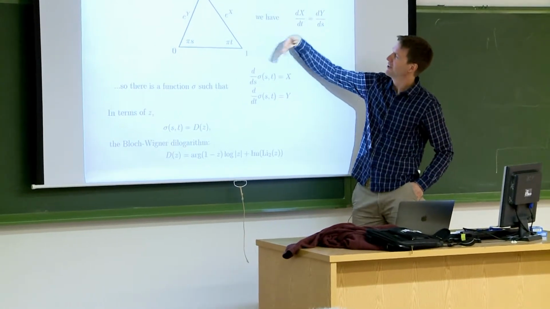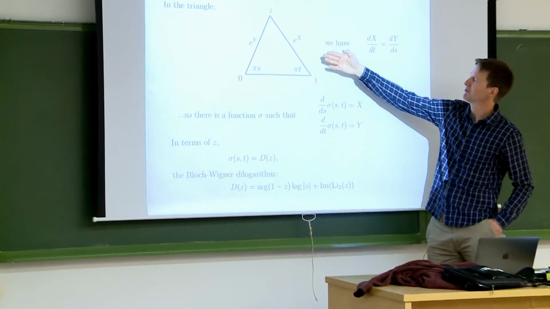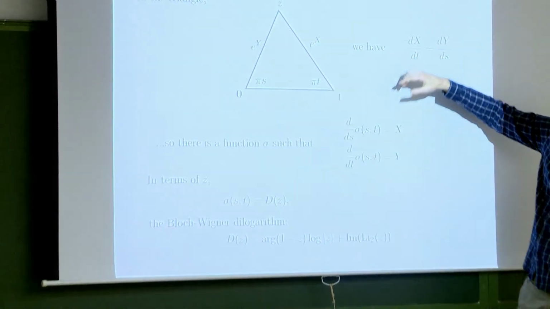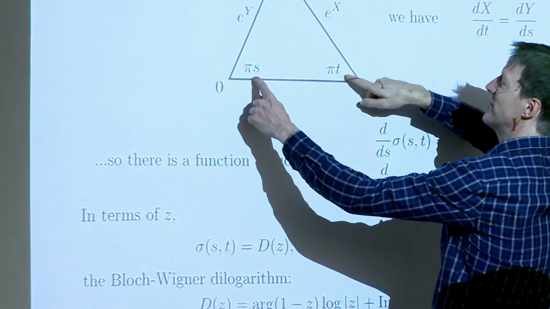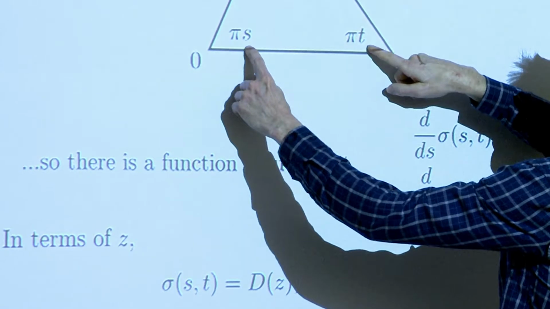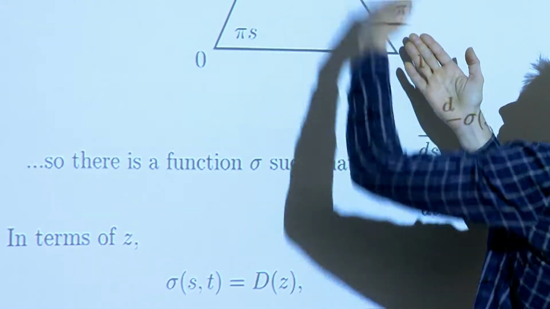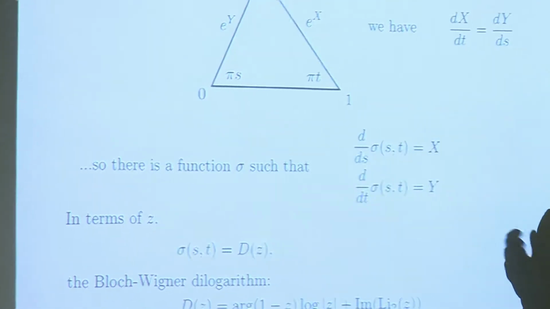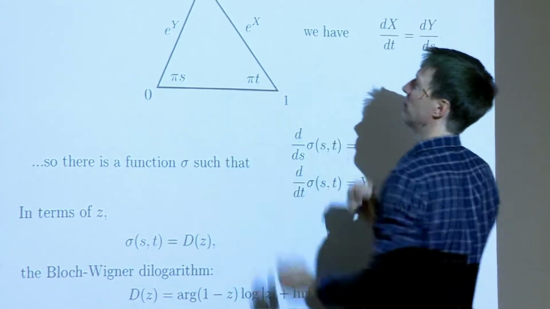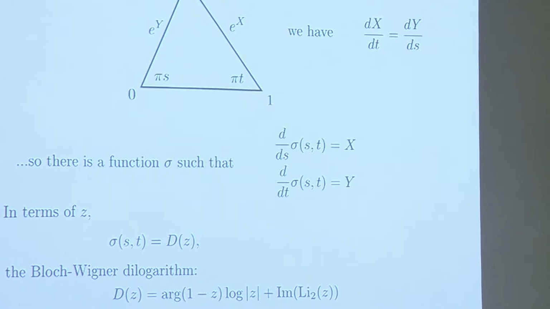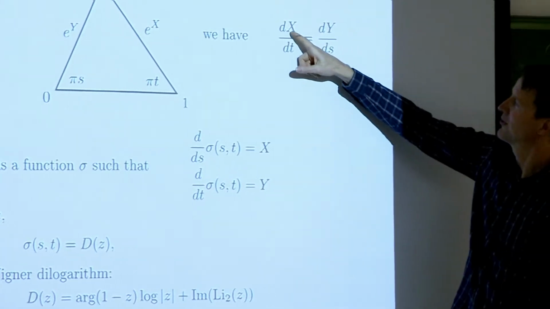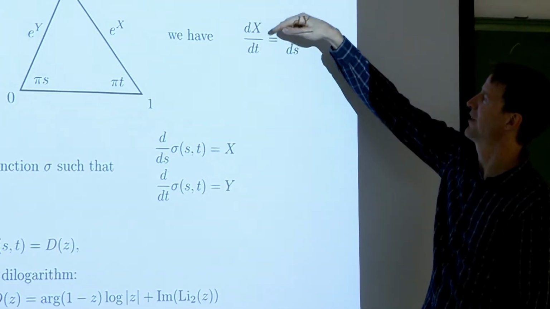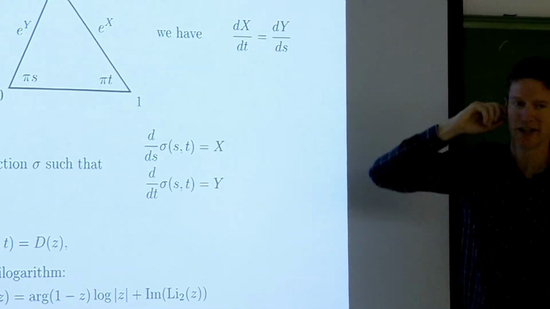One thing you can discover from this relationship is that if I think of x and y now as functions of s and t, if you give me an s and t, I can make a triangle as long as s plus t is less than 1, and that will determine x and y. So x and y are functions of s and t, and it turns out, also a mysterious fact, that dx/dt is equal to dy/ds.